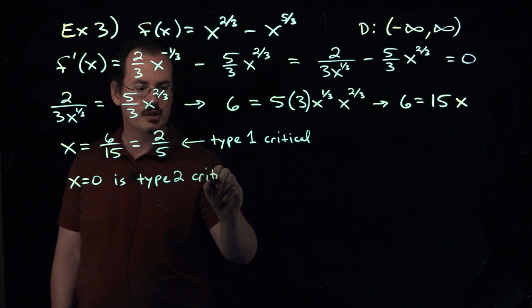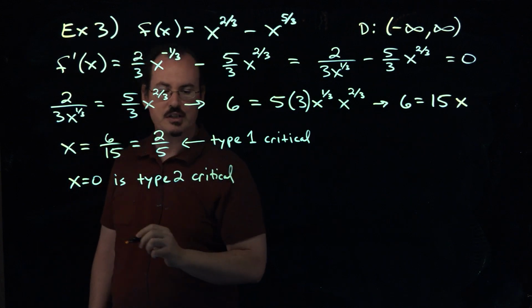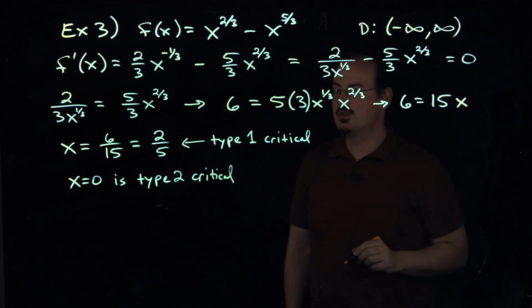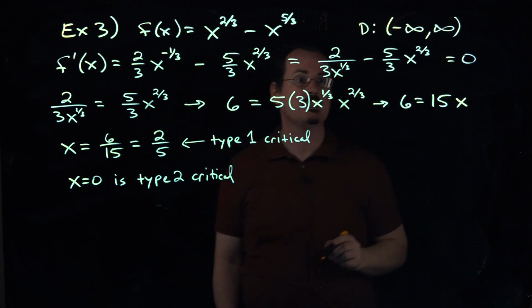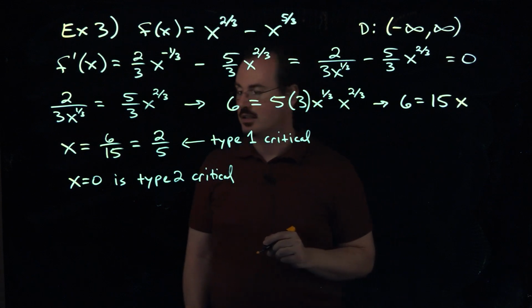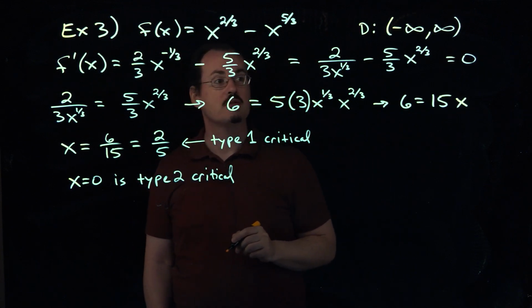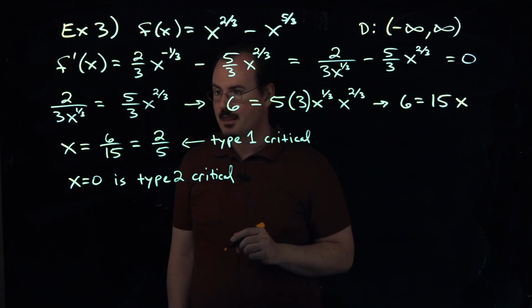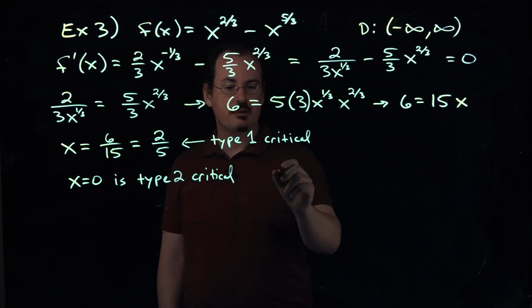And type 2, again, this is sort of my own definition here. Type 2 critical number is the one where the derivative is undefined. And I think you don't really need too much explanation about why that's undefined there. It's just dividing by 0, right? If x is 0, then you've got a problem. Okay, so we've got 2 critical numbers.